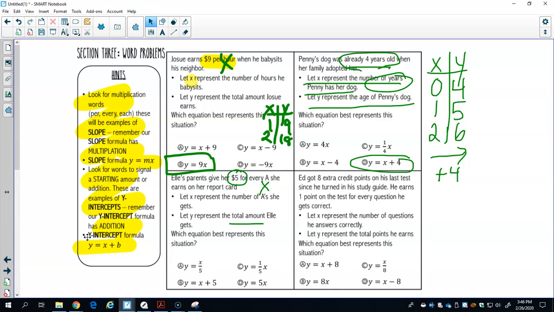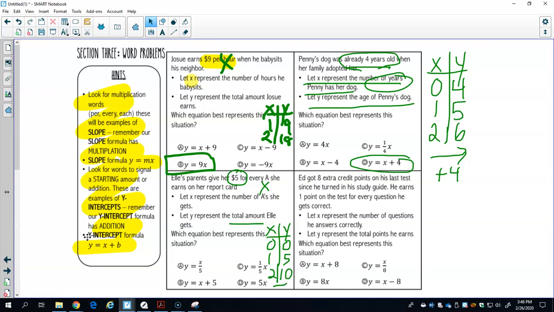So again, we might think about this in terms of, okay, if Ellie makes 0 A's, how much money is she going to get? She's not going to get any money. She's not going to start out with any money. It's $5 for every A. So if she gets 1 A, she's going to make $5. She gets 2 A's, $10.